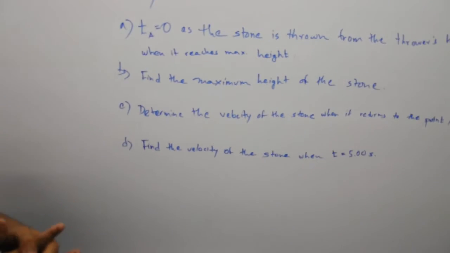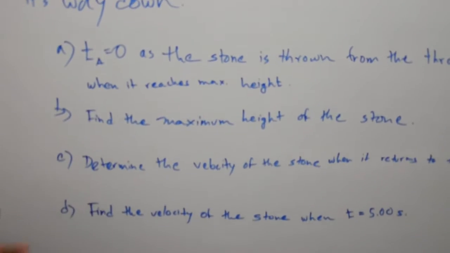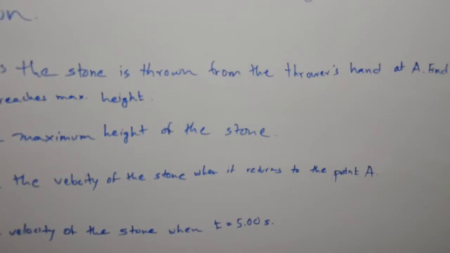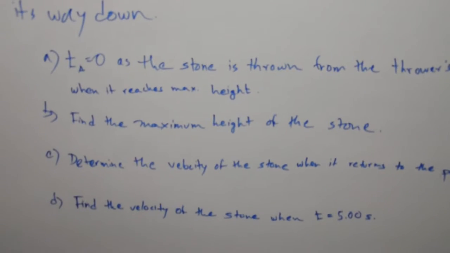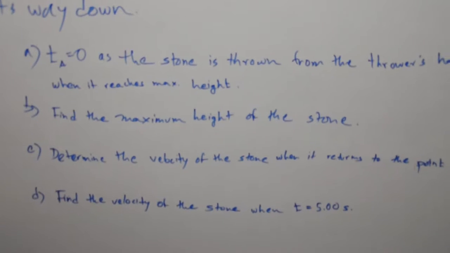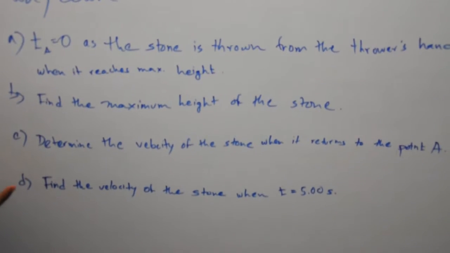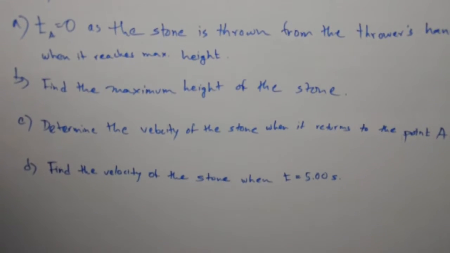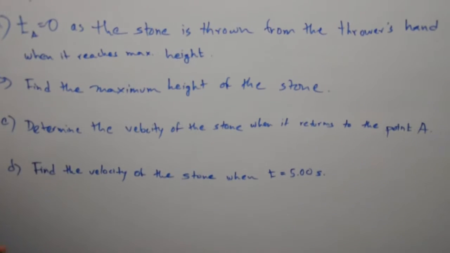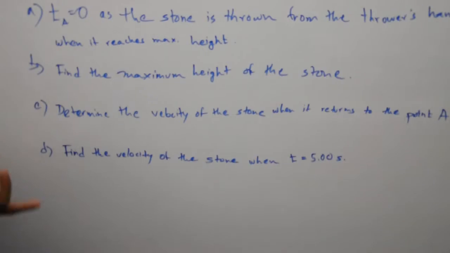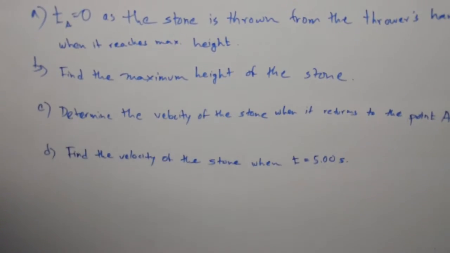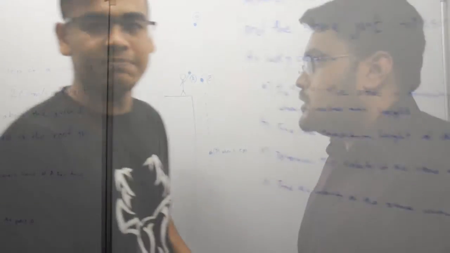Question A: t at position A equals 0, as the stone is thrown from the thrower's hand at position A. Find the time when it reaches maximum height. Question B: find the maximum height of the stone. Question C: determine the time when the stone returns to the point A. Question D: find the velocity of the stone when t equals 5 seconds.